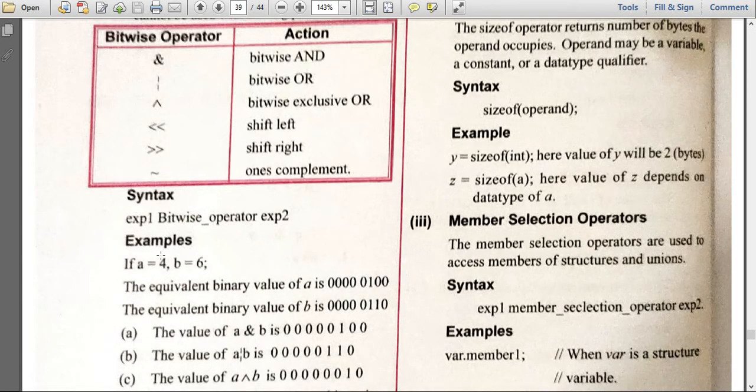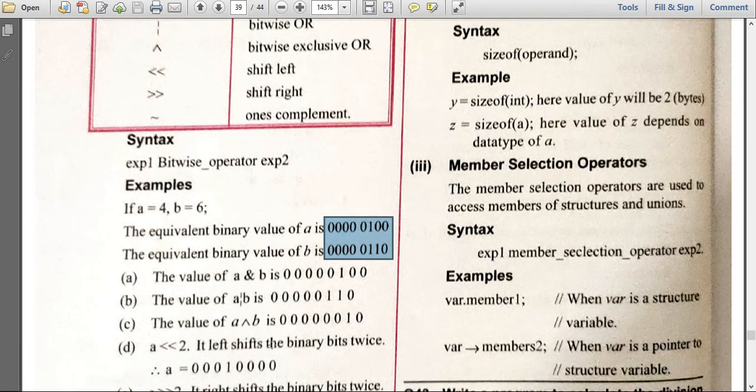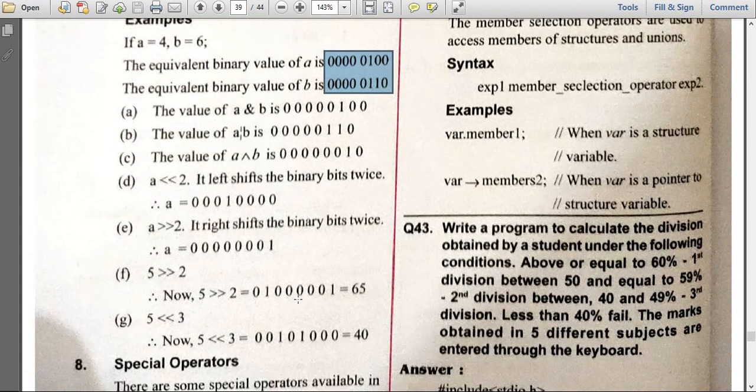So the initial A value is 4 and the B value is 6. These 4 and 6 will be converted into binary formats, and based on these binary formats the operations will be performed: A and B, A or B, not, left shift 2, right shift 2. Like this, the values will be computed.